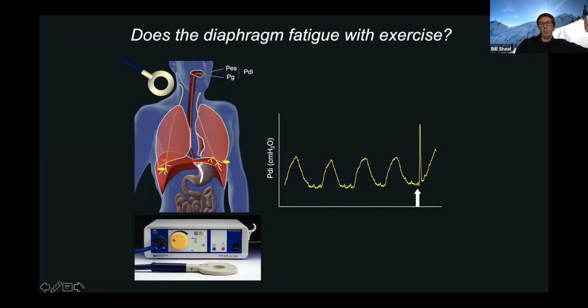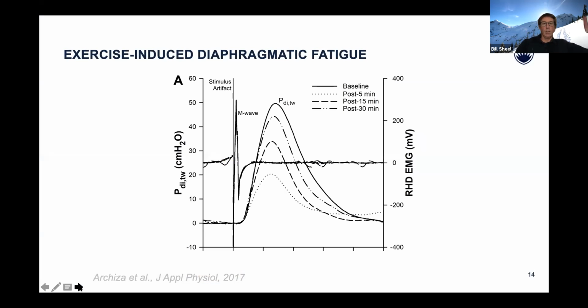And of course, other people have shown this. We're not the first, but this is to show you what that looks like, and also with a little bit with respect to recovery.